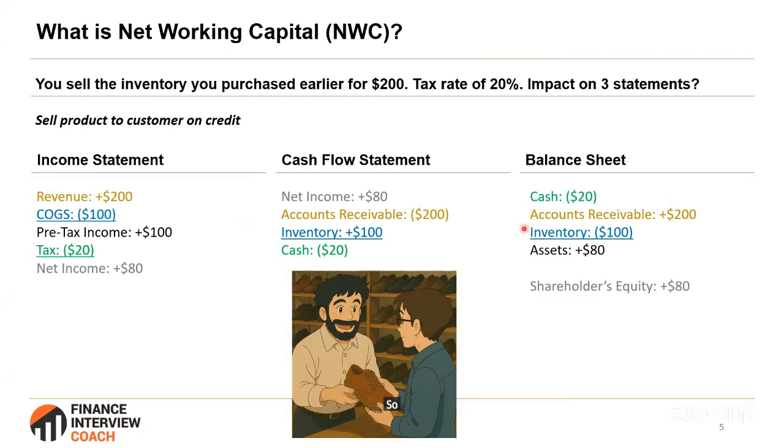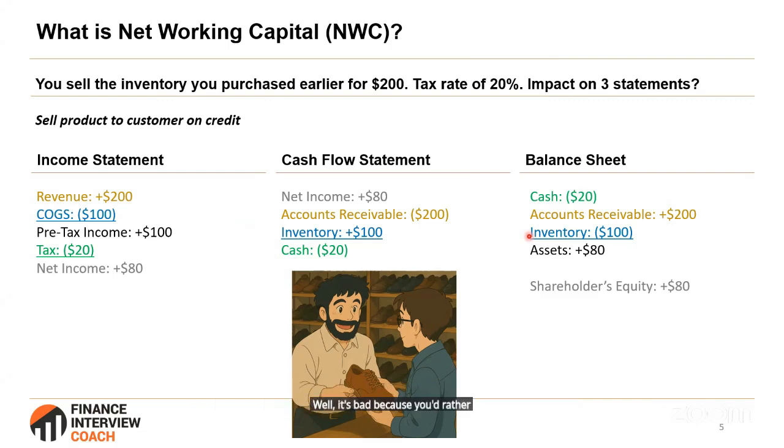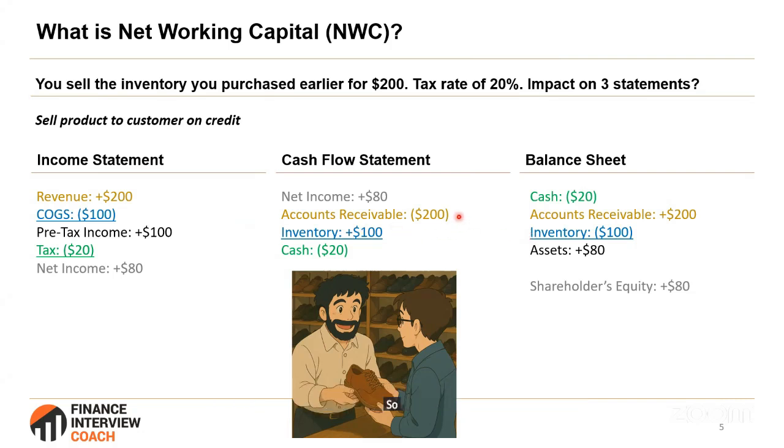So once we know what happens in the balance sheet, we know what happens with the cash flow statement, because think about it this way. If somebody owes you money, right? They owe you $200. Is that good or bad for cash? Well, it's bad because you'd rather have received that instead of them owing you. So it's an outflow of cash. So you can see that accounts receivable is up 200 here, outflow of cash of 200 on the cash flow statement.